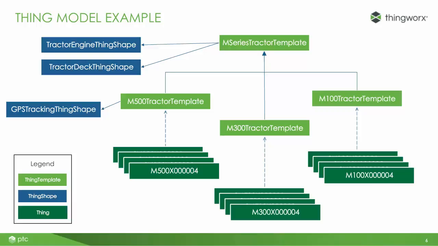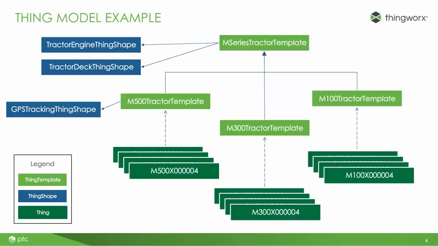And then as you define your model a little more granular, you can move down to an M500, an M300, and an M100 tractor template. They may have a few different properties, services, and features, or you can see on the left here that the M500 tractor template has a GPS tracking system. And so with this inheritance model, we're able to add functionality to the specific areas that we need without having to redo any functionality, without having to duplicate a lot of that.